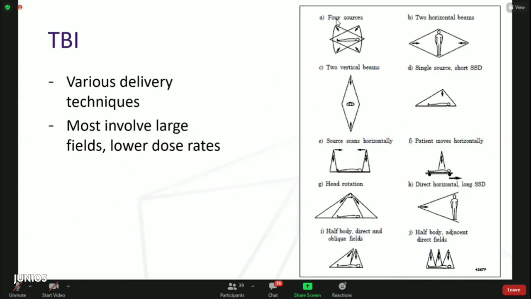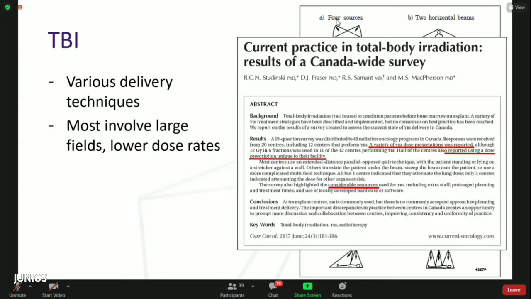Just as there are different prescriptions, we also have various delivery techniques. So here is a quick example of some of the different options for delivering TBI, but this is by no means a comprehensive list. There are pretty much as many techniques as there are centres delivering TBI. For the most part, some of the common features involve large photon fields, lower dose rates, and in most cases, extended SSD in order to make use of that photon beam, usually from a linear accelerator, but other units are also helpful. And if you do a quick literature search, you can see that there are a lot of challenges involved in trying to consolidate data for TBI patients, because every centre seems to be doing something slightly different.